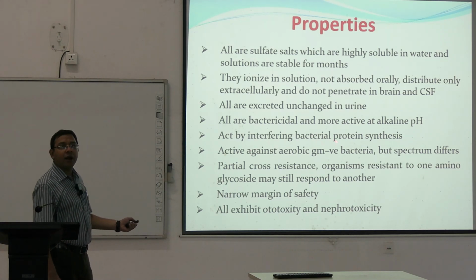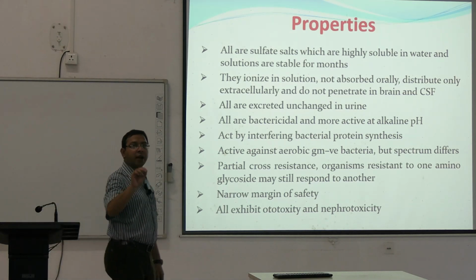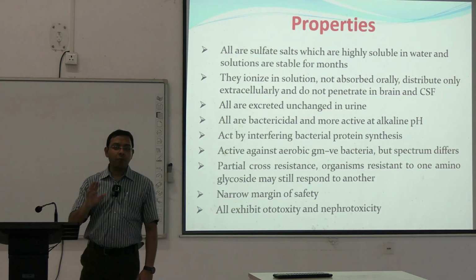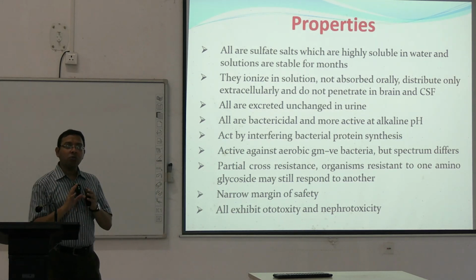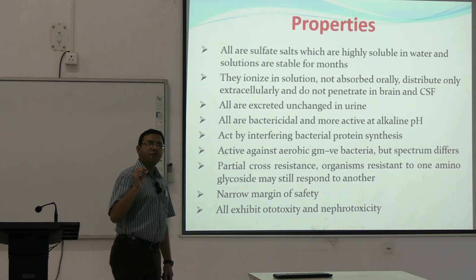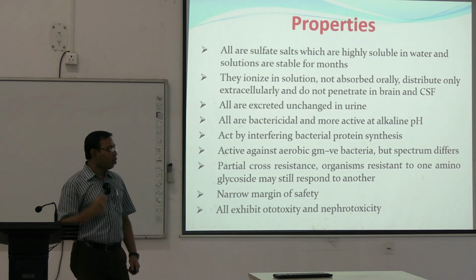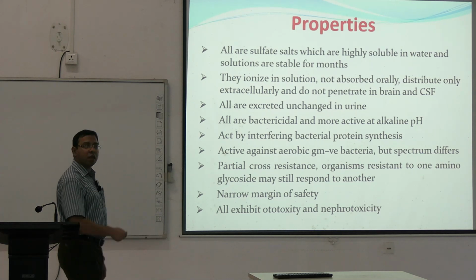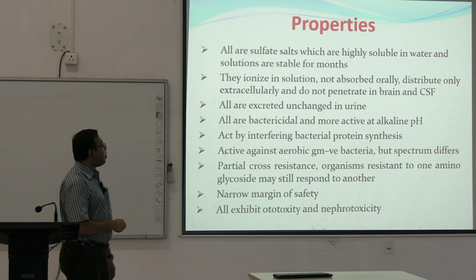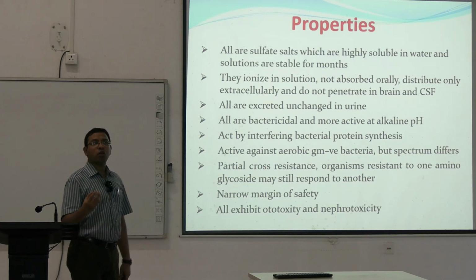Active against aerobic gram-negative bacteria. This is the main target of the aminoglycosides. Remember, they are usually not active against anaerobic organisms, and very few have some activity against gram-positive organisms. But always the spectrum differs from one antibiotic to another. They also have some partial cross-resistance.